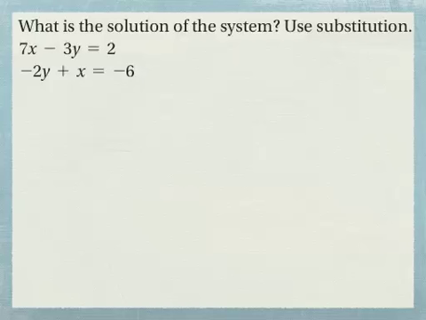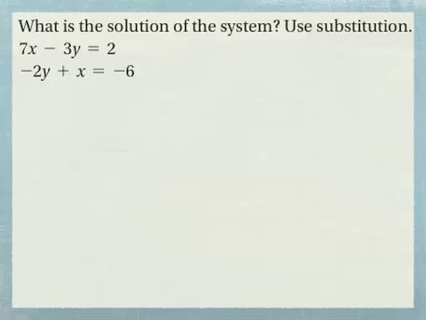If you look at the equation negative 2y plus x equals negative 6, notice that x is by itself in the sense that it's not being multiplied by a number. So I just have the variable x not being multiplied, so that's going to take out a step. I'm not going to have to divide by anything, which means I'm not going to have any fractions. So I want to get x by itself in the second equation, negative 2y plus x equals negative 6.